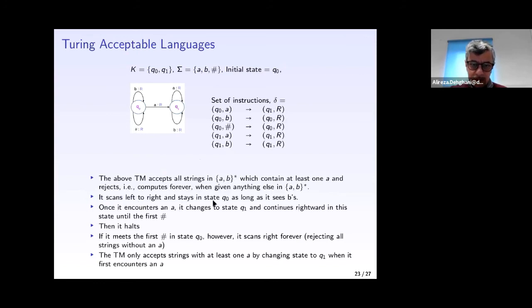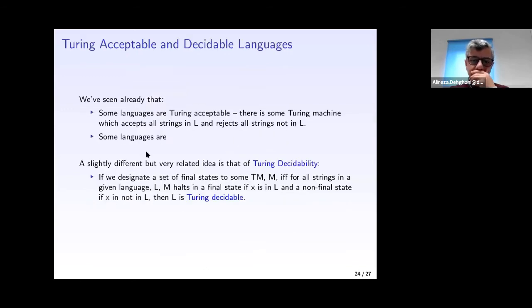It scans left to right and stays in Q0 as long as it sees Bs. Once it sees an A, it goes to Q1 and continues rightward until it gets to the blank. Then it halts. If it meets the first blank in state Q0, however, it scans right forever, rejecting all such strings, without doing the stuff we talked about.